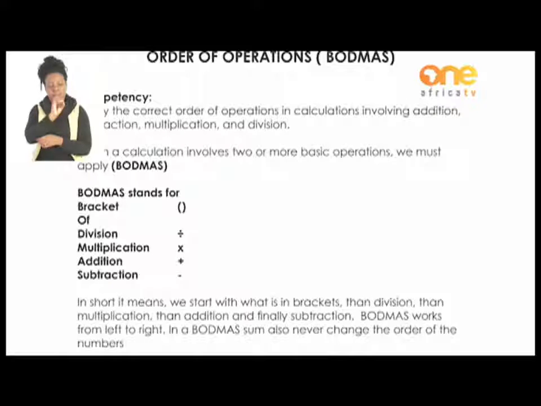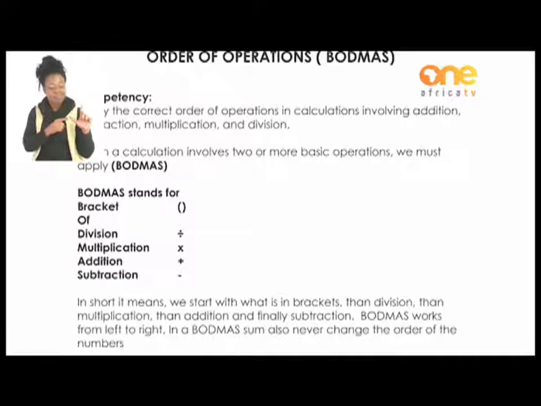The B stands for brackets, the O stands for of, the D stands for division, the M stands for multiplication, the A stands for addition, and the S stands for subtraction. So, in short, it means we start with what is in brackets, then division, then multiplication, then addition, and finally subtraction. BODMAS, boys and girls, works from left to right.